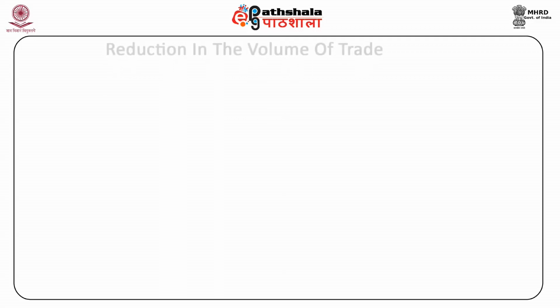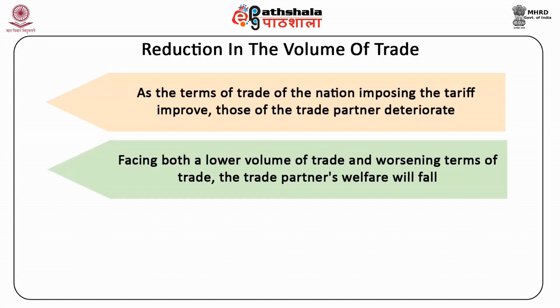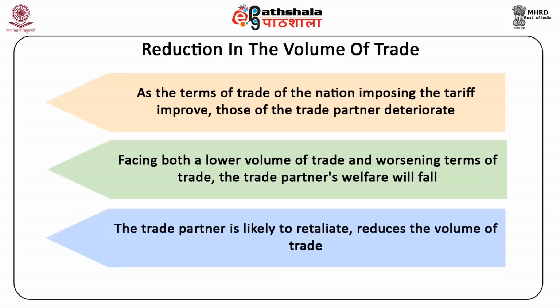However, when two nations trade, as the terms of trade of the nation imposing the tariff improves, those of the trade partner deteriorates since they are the reciprocal of the terms of trade of the tariff imposing nation. Facing both a lower volume of trade and worsening terms of trade, the trade partner's welfare will definitely fall. As a result of this, the trade partner is likely to retaliate and hence impose an optimum tariff on its own, while recapturing most of its losses with the improvement in its terms of trade.